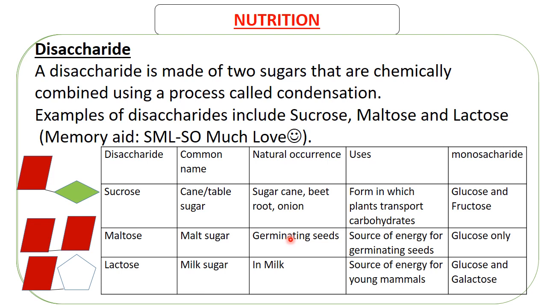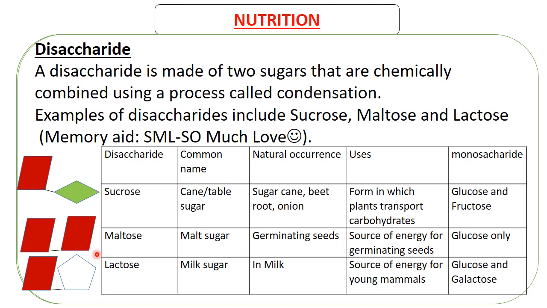It's used as a source of energy for germinating seeds. So it provides energy for a seed. When you plant a seed and the seed is about to come off the ground, it needs energy to break through, and that energy comes from maltose.